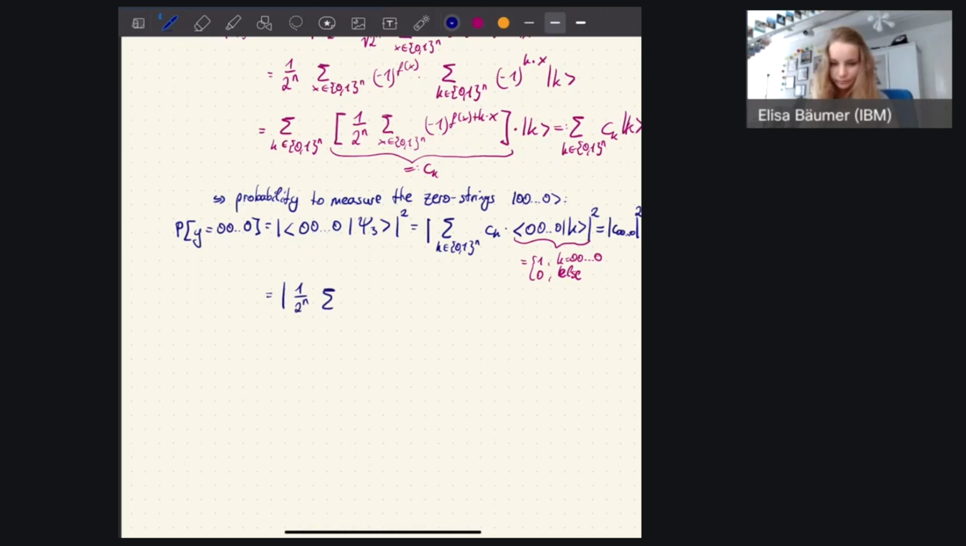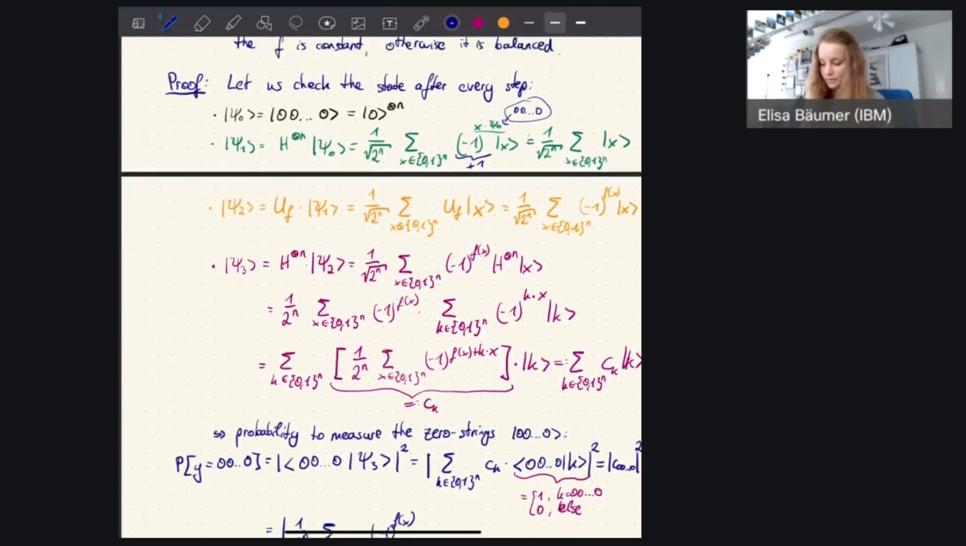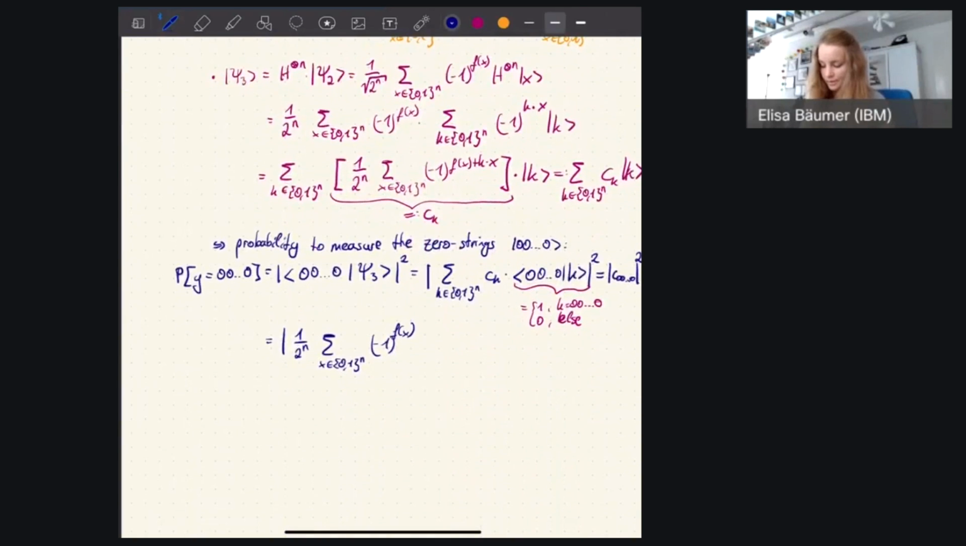It's 1 over 2 to the n, and then the sum over all x, and we have minus 1 to the power f of x plus k times x. But again, k now is just the 0-bit string. So similar to when we applied the first Hadamard gate, here it's all 0, so we just get the factor of plus 1. And so the second term here disappears. So we're just left with minus 1 to the power f of x, and then squared.